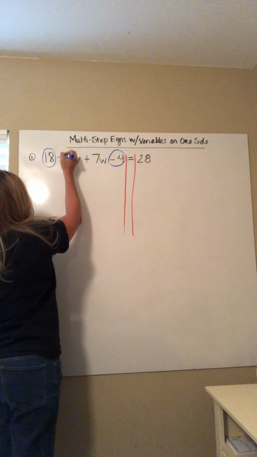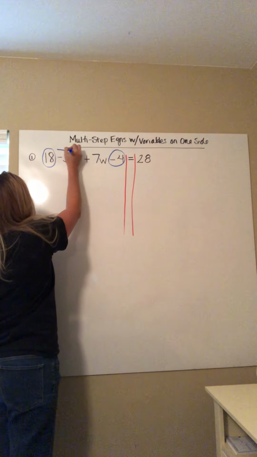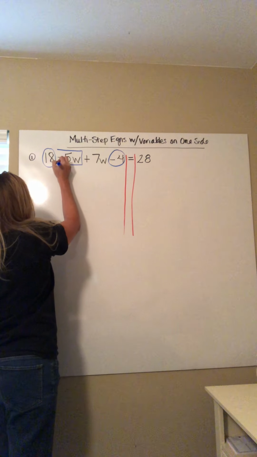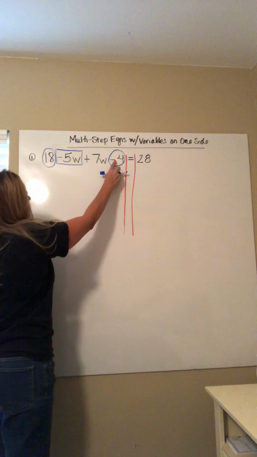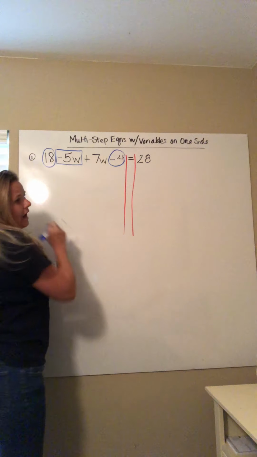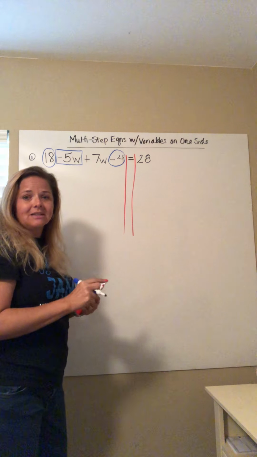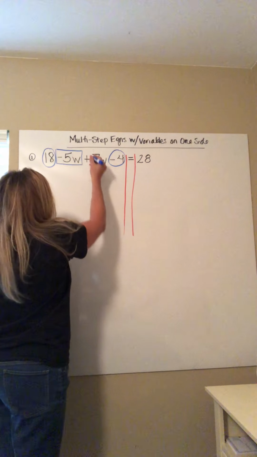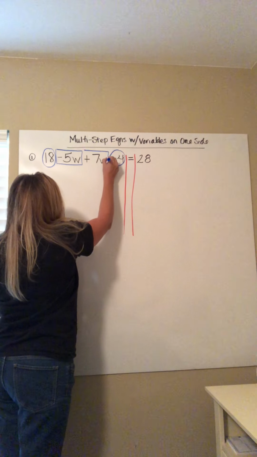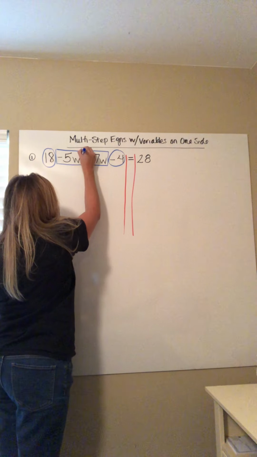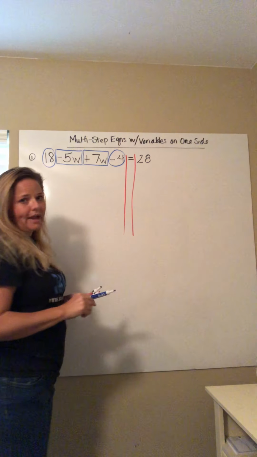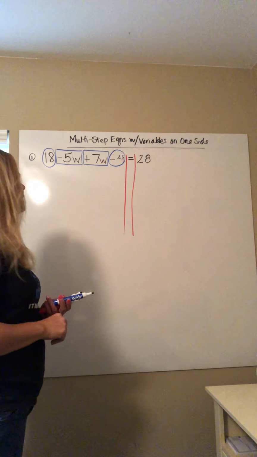Then I see that I have a negative 5w, and notice how I am circling or boxing the sign in front of the term, because that's telling me whether it's negative or positive. And then I have a positive 7w. Those two are alike, so I'm going to put a box around those.